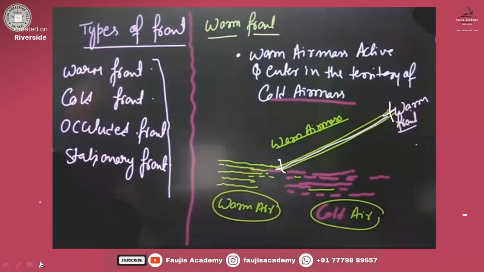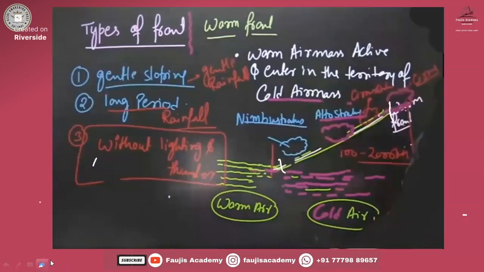In this part we'll also see that in the warm front we have some cloud formation, so we'll see all those formations too. Now for the warm front, what should be the condition? It should have a gentle sloping. It's not totally steep, not totally perpendicular, not like 80 degrees. You can say it is 45 to 60 degrees. So that gentle slope is there.